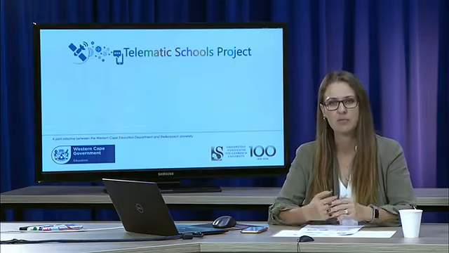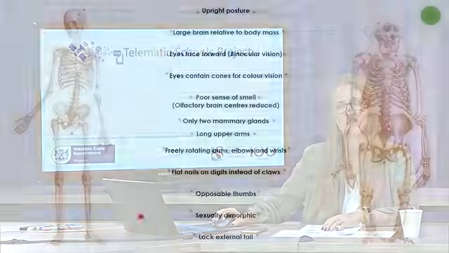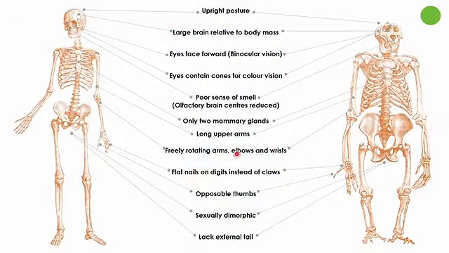So if we run through the similarities that we have between the two different organisms, we start with having an upright posture, right? We're not talking here about being quadrupedal or bipedal, but just in general having bones positioned in an upright position. We've got a larger brain relative to body mass. We've got the eyes facing forward, which we call binocular vision.